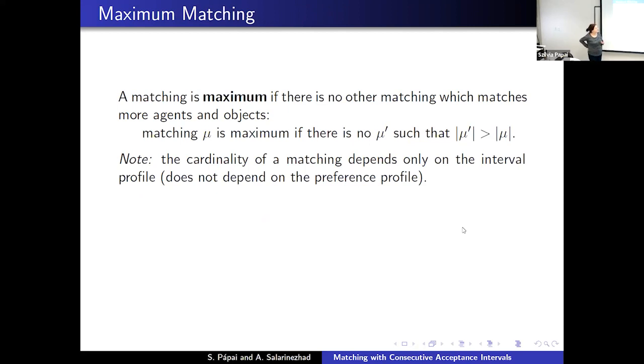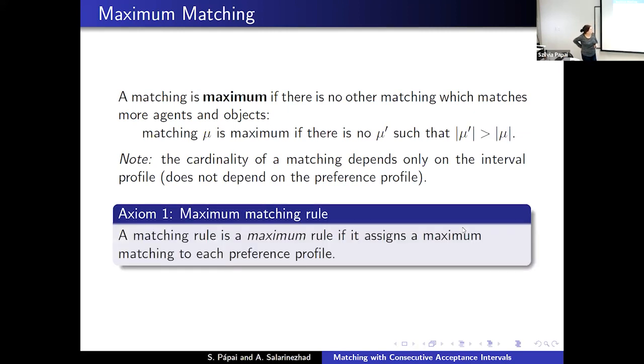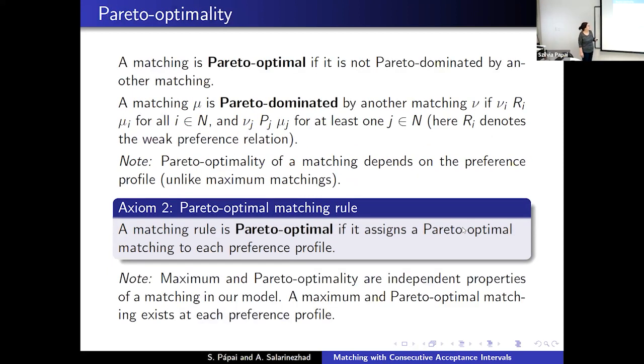Okay, so a matching is maximum if there is no other matching which matches more agents and objects. So basically, we are asking for maximum cardinality. And note that the cardinality does not depend on the strict preferences, right? It only depends on the acceptance profile. And the matching rule is maximum if it assigns a maximum matching to each preference profile. So I'm just introducing the main axioms here.